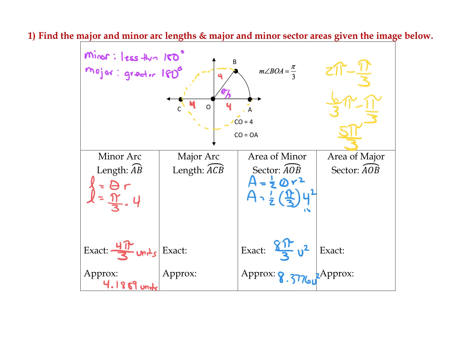So now the length of the major arc is equal to that 5 pi over 3 times the radius of 4. So that is just top times top, bottom times bottom. So that's 20 pi over 3, and that's units. And now the approximation is about 20.9440 units.